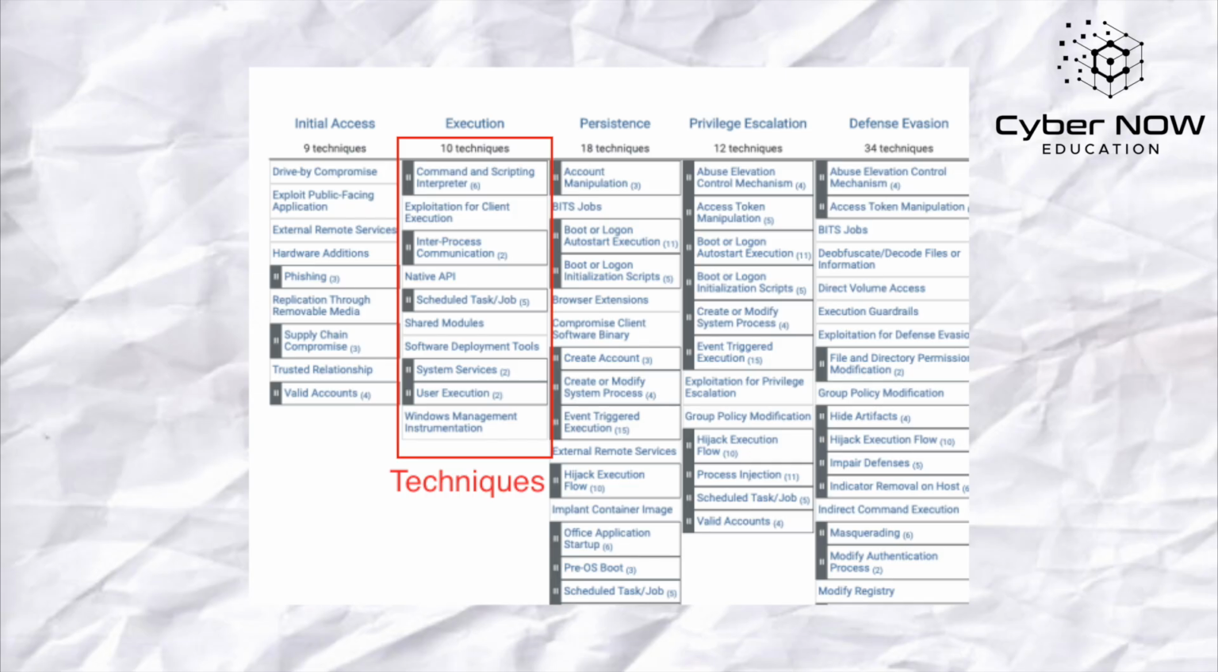Techniques. Specific methods or approaches that adversaries use to accomplish a particular tactic. Techniques are more detailed and granular than tactics. For example, within the execution tactic, there might be techniques like command line interface, scripting, or exploitation of remote services.